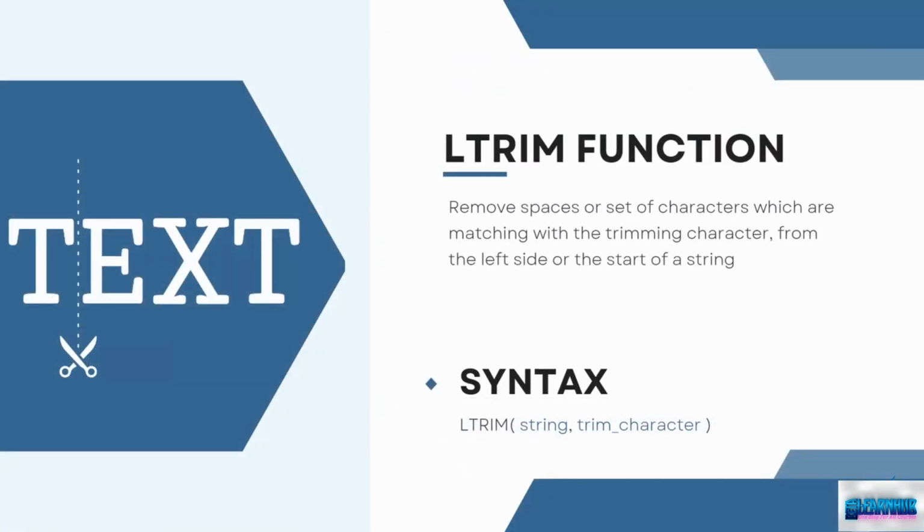Ltrim. Ltrim is the counterpart of the rtrim function, where it is used to remove spaces or a set of characters which match the trimming character from the left side or the start of a string. Its syntax is ltrim, open brackets, string, comma, trim_character, close brackets. Same with rtrim, string is the field or text to trim from, while the trim_character is the set of characters to be removed from the left side. If no characters are indicated, ltrim will remove spaces.